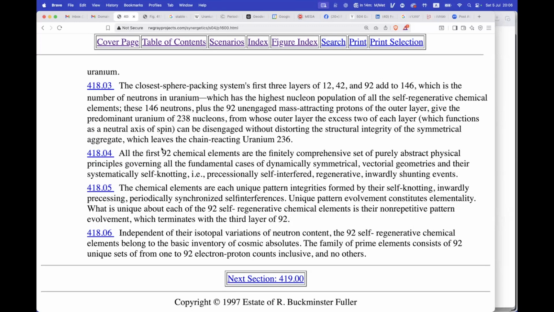All the first 92 chemical elements are the finitely comprehensive set of purely abstract physical principles governing all the fundamental cases of dynamical, symmetrical, vectorial geometries and their systematically self-knotting, i.e. processionally self-interfered, regenerative inward shunting events. I would translate this as follows.